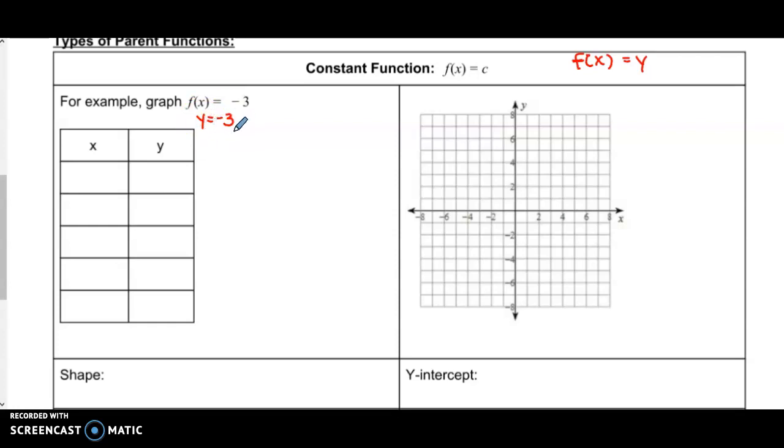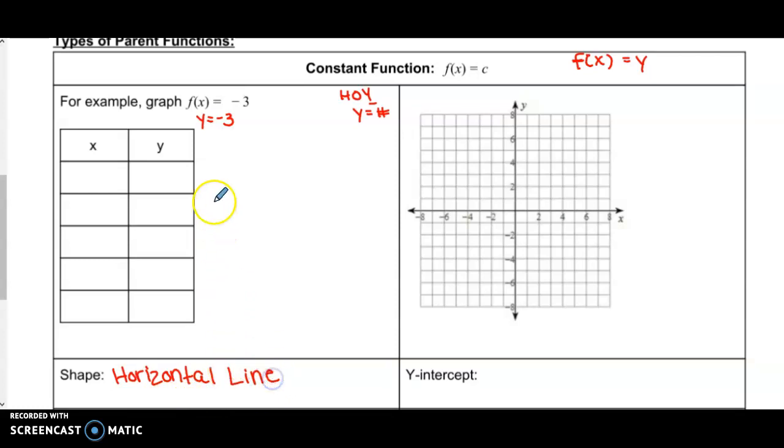So if you remember when we talked about lines, with y equals a number, we used the word horizontal. So that means that this line, the constant function, is actually a horizontal line. So under here with the shape, I'm just going to write horizontal line. So the shape is just for you to write something in here that helps you remember what the graph looks like.